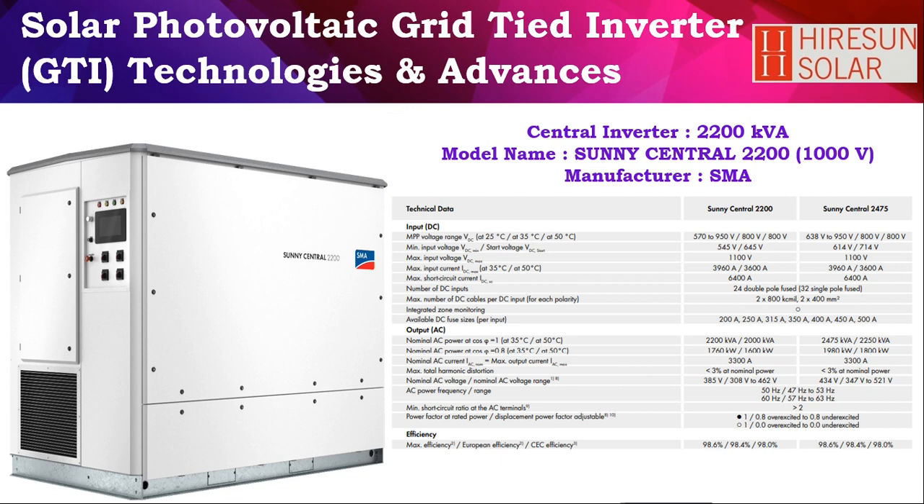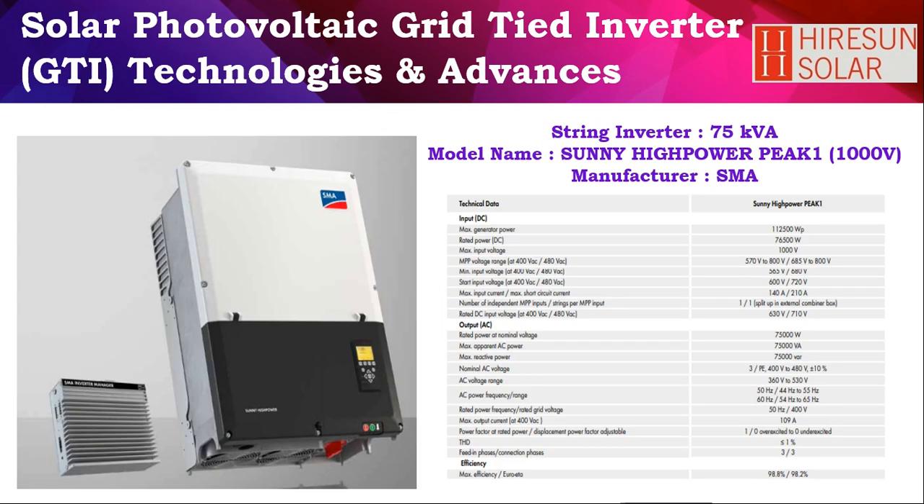If we are considering the GTI, that is grid tied inverter technology, this is one of the Sunny Central inverters of SMA, one of the leading inverter companies. It is also known as the Sunny Central inverter of 2.2 MVA or 2200 kVA with its data sheet. You may download this data sheet from the internet, or you may pause the video and check the data.